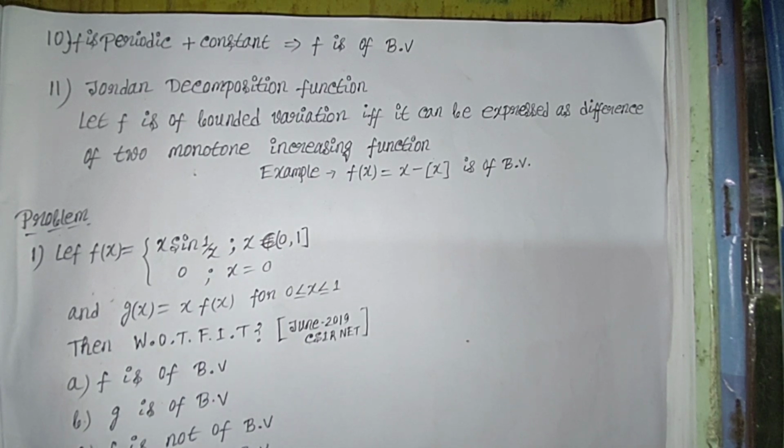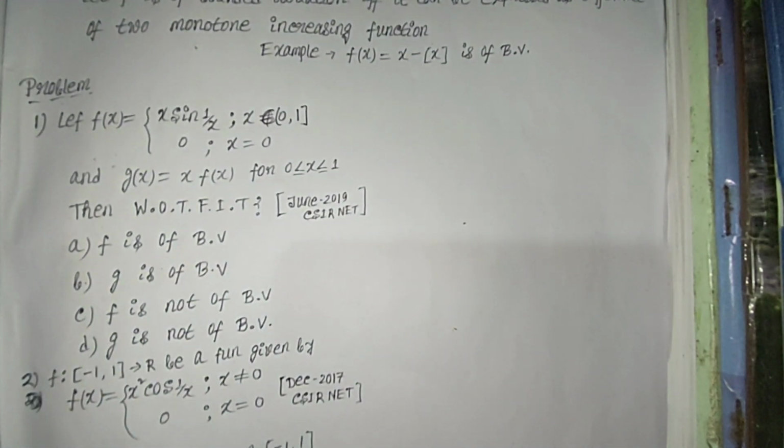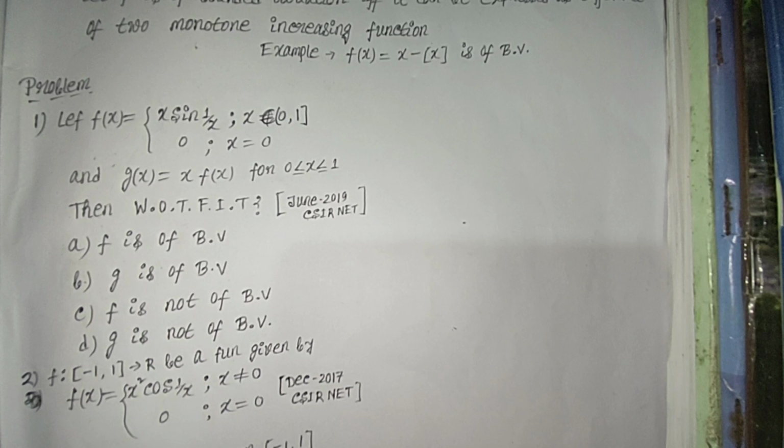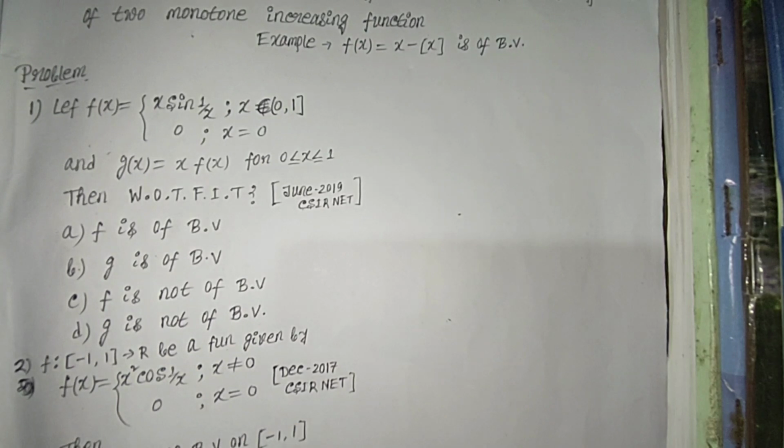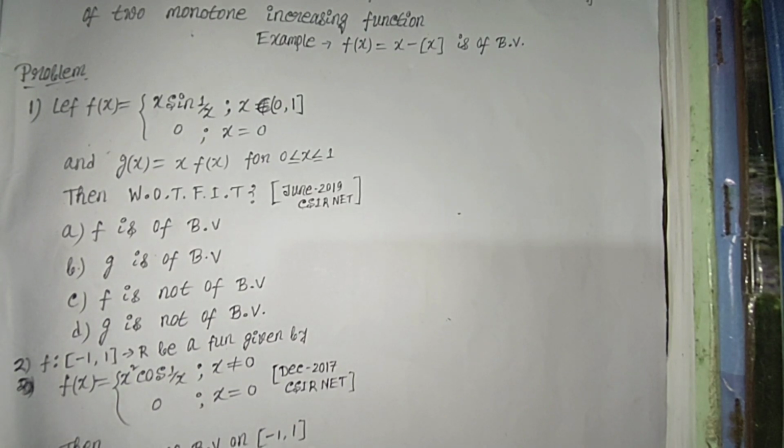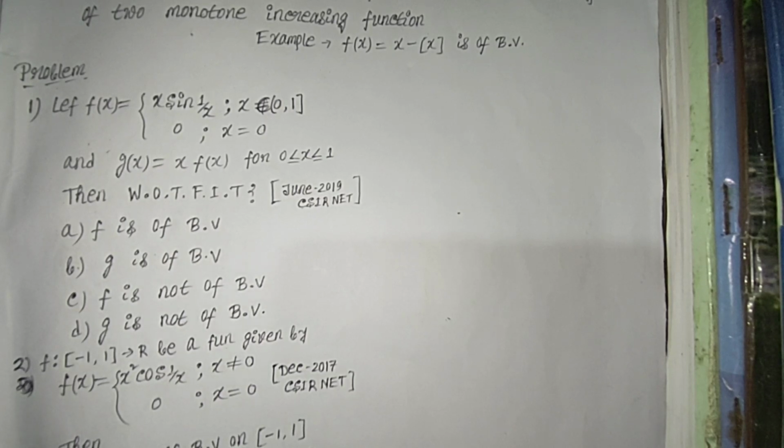An example is given. Now we will discuss the previous year questions of CSIR NET on the topic of functions of bounded variation. One is given: let f(x) = x sin(1/x) for x in (0, 1], and 0 if x equals 0, and g(x) = x f(x). Then which of the following is true?